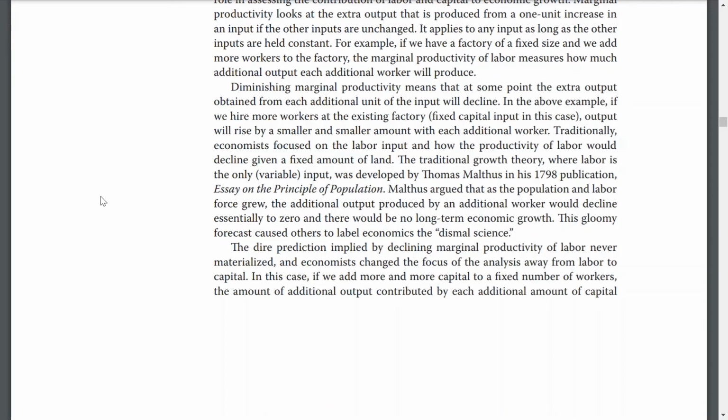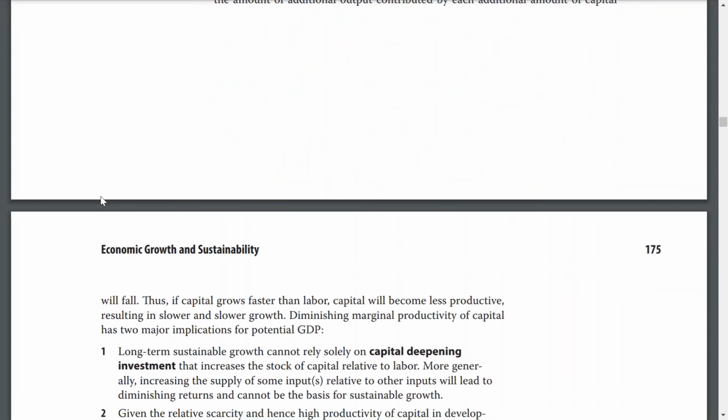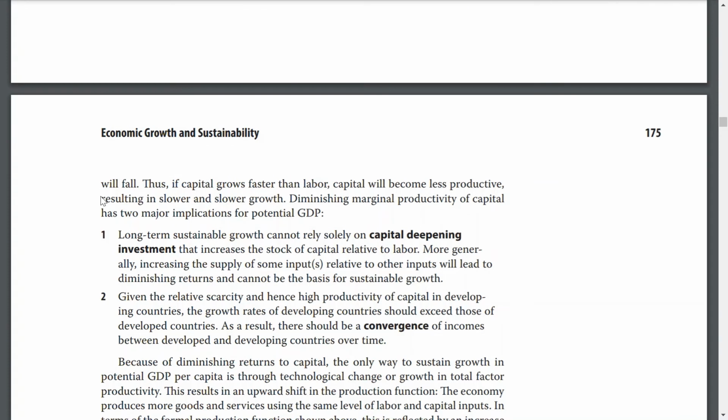And economists changed the focus of analysis from labor to capital. In this case, if we add more and more capital to a fixed number of workers, the amount of additional output contributed by each additional amount of capital will fall. Thus, if capital grows faster than labor, capital will become less productive, resulting in slower and slower growth. Diminishing marginal productivity of capital has two major implications for potential GDP.